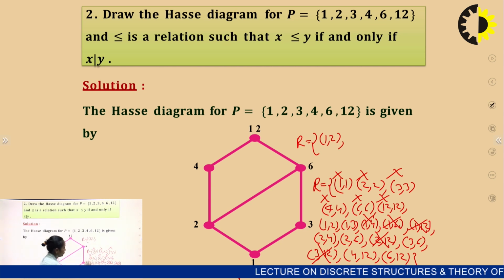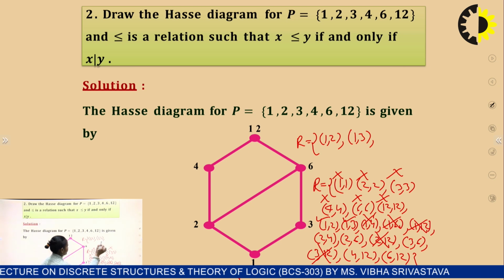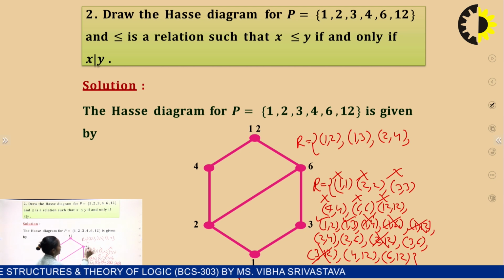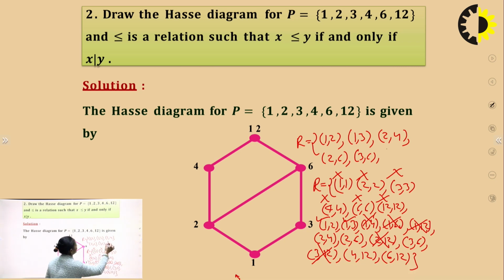So the relations that are left are 1, 2, 1, 3, 1, 2, this is left, then 2, 4, 2, 6, 3, 6. Next is 4, 12 and 6, 12.